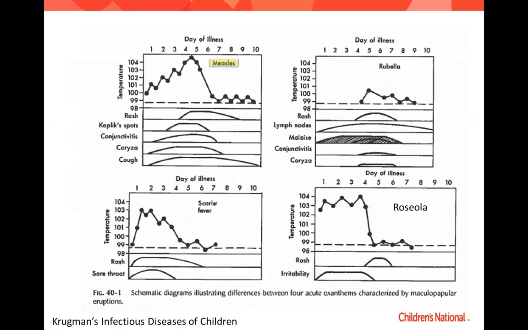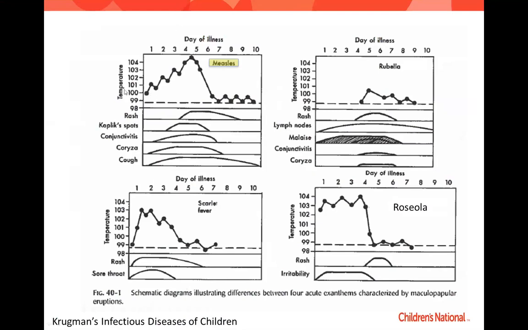Then to go along with that, Krugman's also has this great schematic of comparison of fever, as well as the symptoms that we see with measles, with, again, a few other things that are on our differential diagnosis. Here we've got the days of illness. We've got temperature, so we can look at how that fever curve changes. And then we've got some of the symptoms that we talked about, so rash, Koplik spots, conjunctivitis, coryza, and cough.